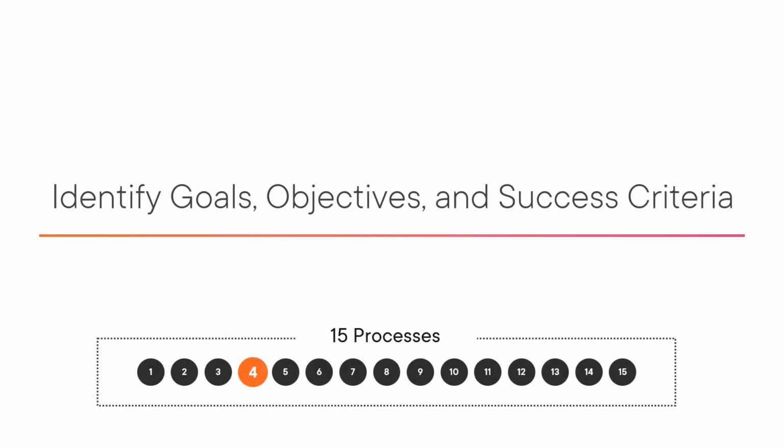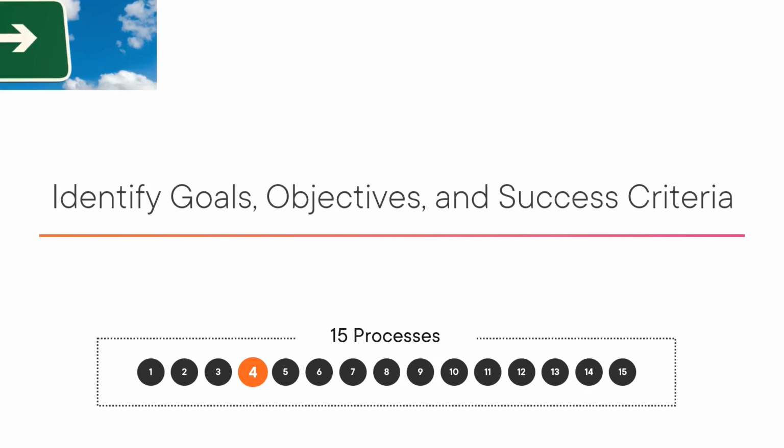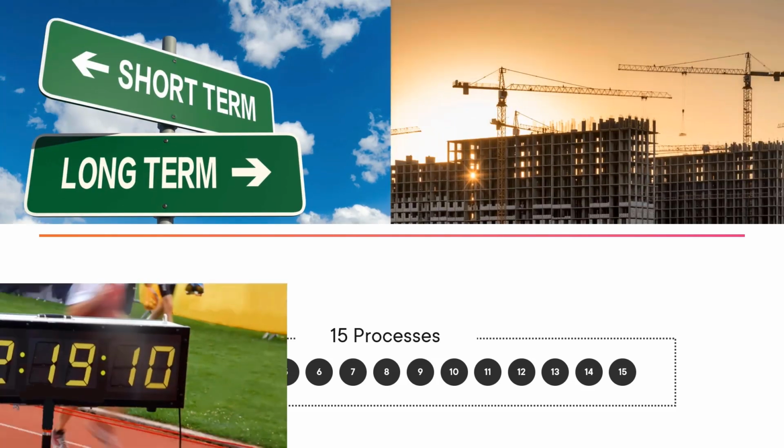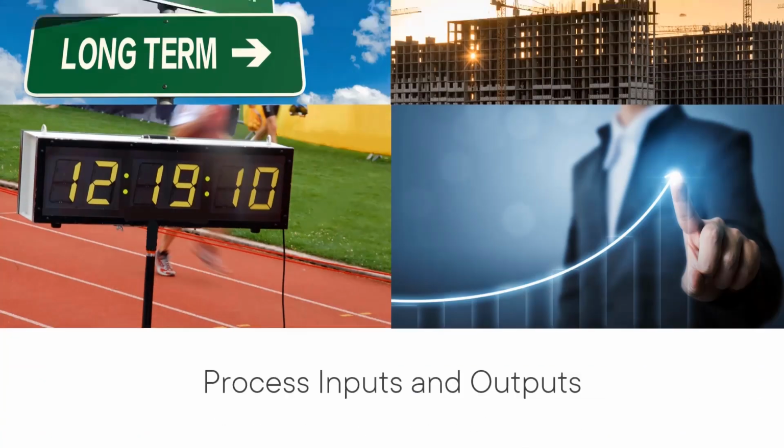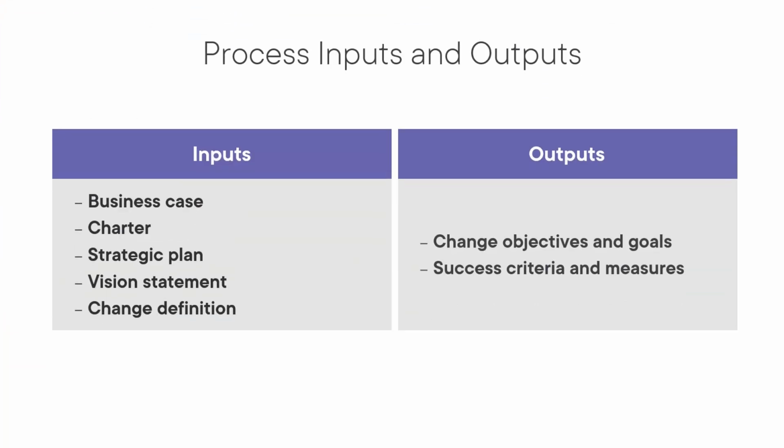With the finish line identified, we now need ways to track our progress. The purpose of Identify Goals, Objectives, and Success Criteria is to provide tangible, concrete, measurable, and manageable goals that represent planned progress toward the adoption of the future state. Here are the commonly accepted inputs and outputs for this process.